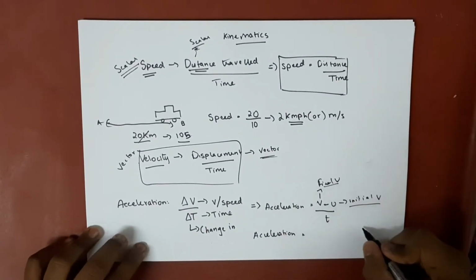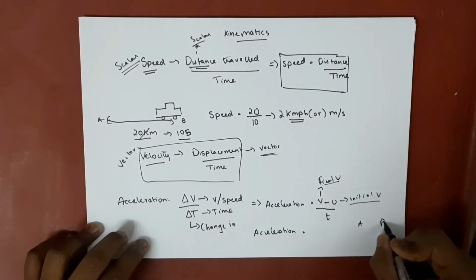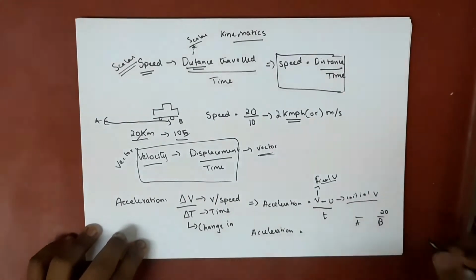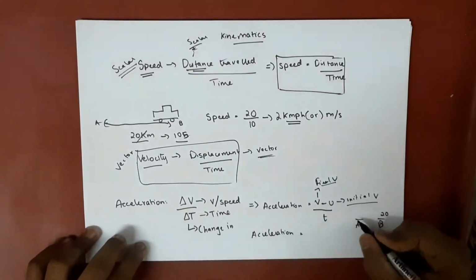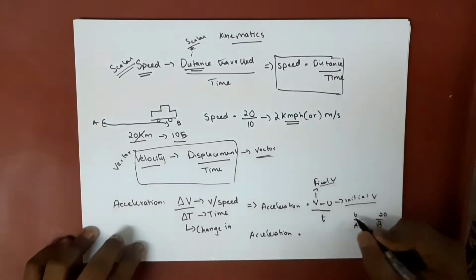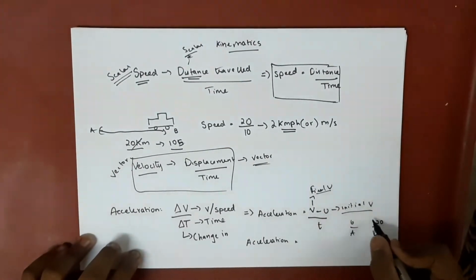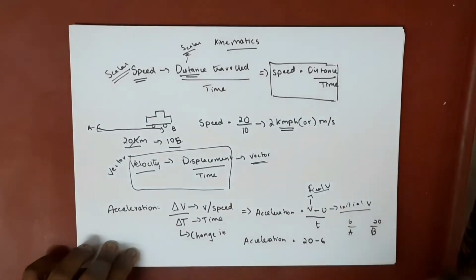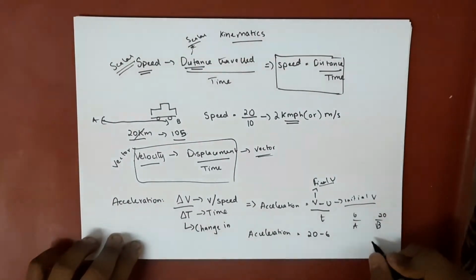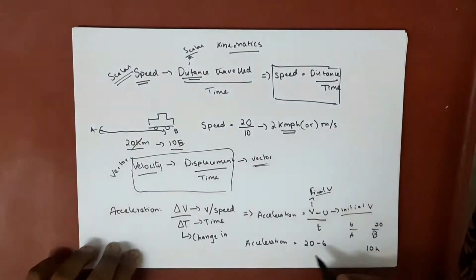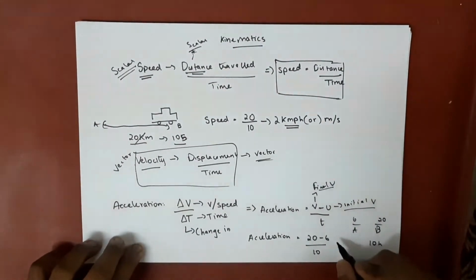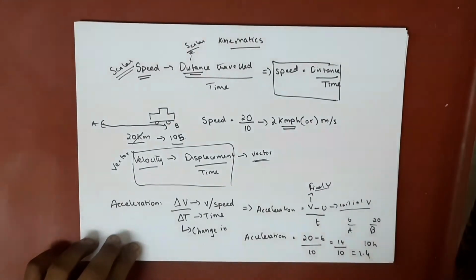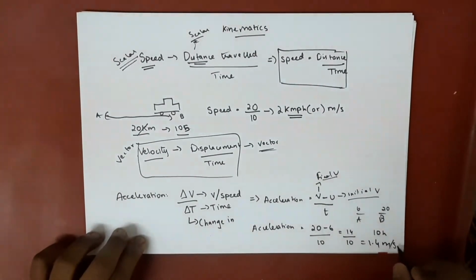So let's take point A and B, velocity at B and A. At B, we're having a velocity of around 20 kilometers per hour, and at A, we're having around 6 kilometers per hour. Now, this becomes the final velocity, and this becomes the initial velocity. So 20 minus 6. Now, let's consider the time taken is about 10 seconds. By 10, I'm going to get 14 by 10, or 1.4 meter per second squared.